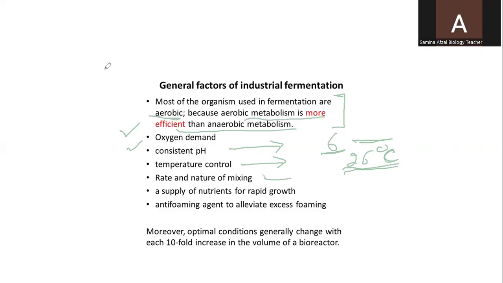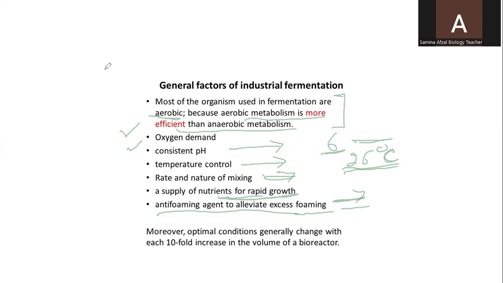Rate and nature of mixing. So whether we have to use a stirrer to mix the ingredients present in the fermenter or not, it depends. A supply of nutrients for rapid growth: nutrients should be supplied in proper quantity at the proper time. Anti-foaming agent to alleviate excess foaming. Anti-foaming agents should be added because foaming can alter the metabolic rate inside the fermenter.